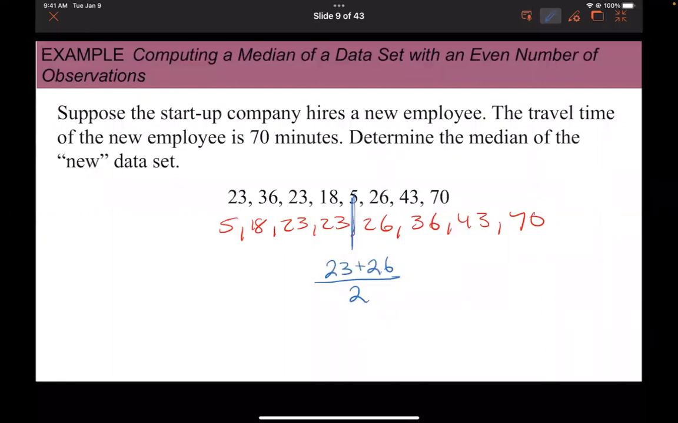So this is, I don't know why I used my calculator. I could have done that in my head. So my median here is 24.5. So the median doesn't have to be an actual data value. It is just the center of your data. Questions?